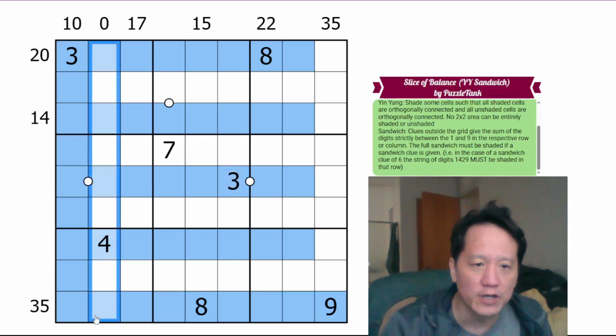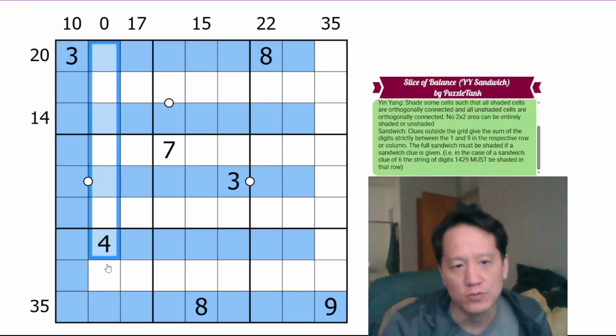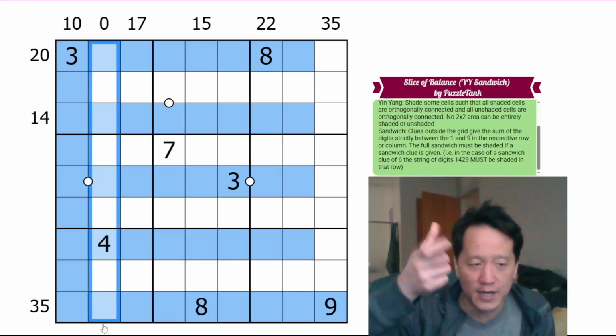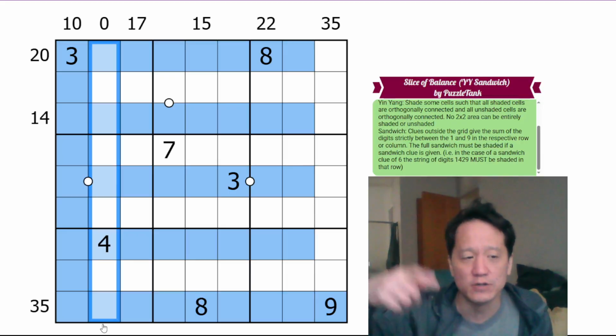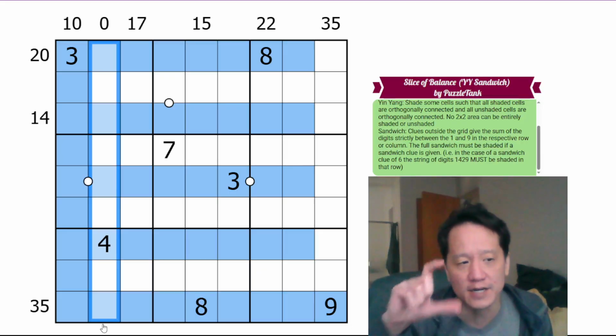So for example, in column 2, we have a 0, so that means just the 1 and the 9 have to be shaded. There could be other shadings there, but we know specifically the 1 and the 9 have to be shaded.